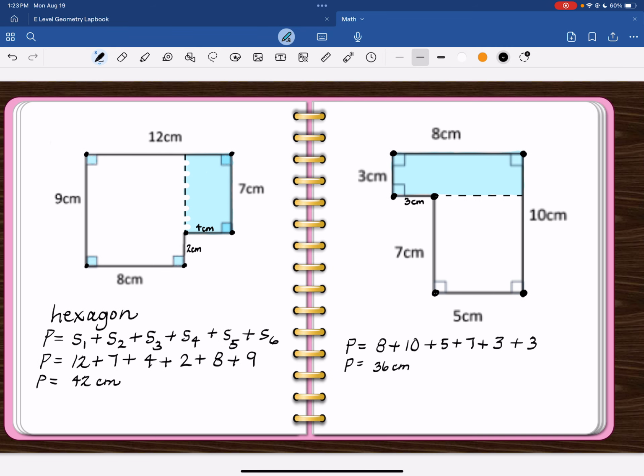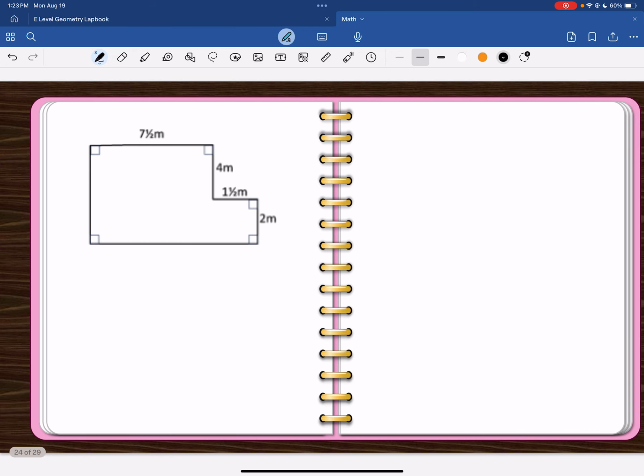And again, that's a hexagon. These are pretty common hexagons because if you put 2 rectangles together, you will get a hexagon. All right, this one. Now don't panic. This one has some fractions in it, but we can do that.